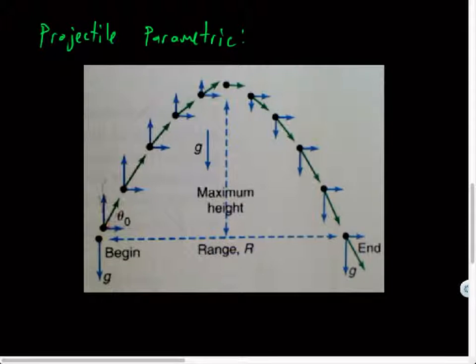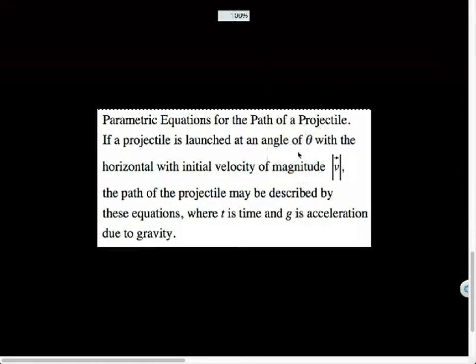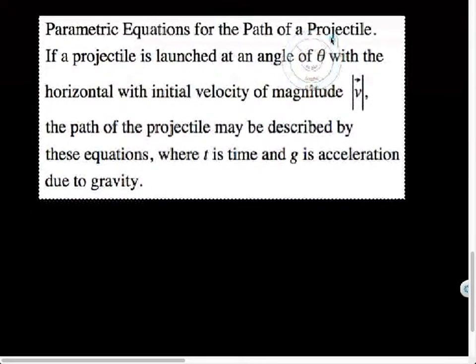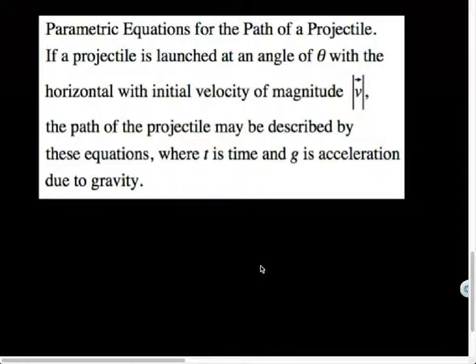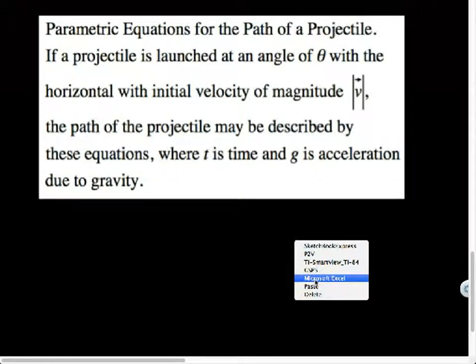So, parametric equations for the path of a projectile. All right, because like I said earlier, yesterday we talked about linear parametric equations. But let's start with this. It says if a projectile is launched at an angle of theta with the horizontal, so right, measured from a positive x-axis, with an initial velocity of magnitude v, the path of the projectile may be described by these equations where t is time and g is the acceleration due to gravity.